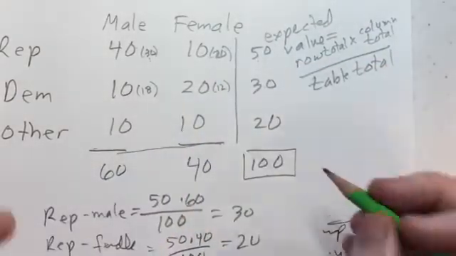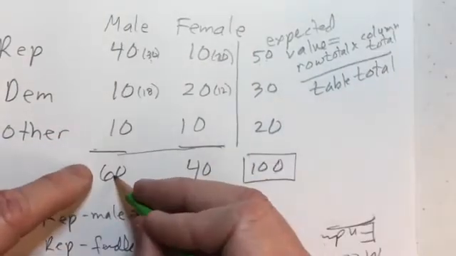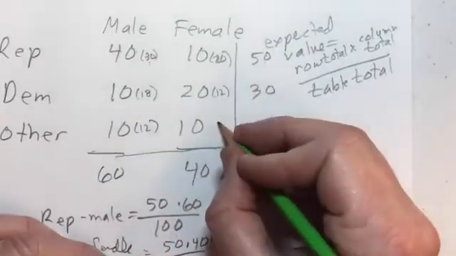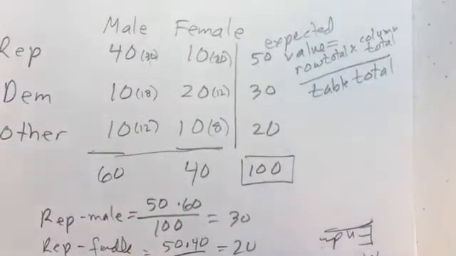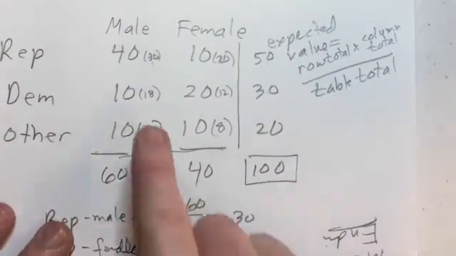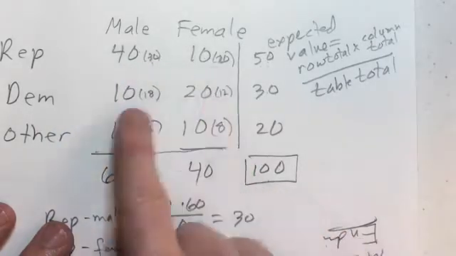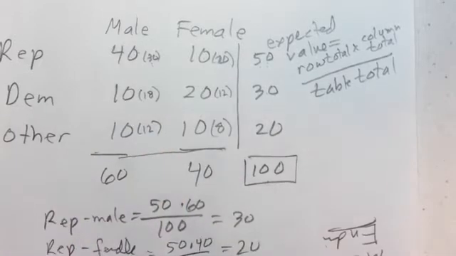And if you keep going, we're expecting 20% to be other, and 20% of 60 is going to be 12. And then 20% of 40 is 8. Okay, and so those are the expected counts. A chi-squared test statistic is a measurement of how different my sample values are from the expected values, but it is standardizing it.